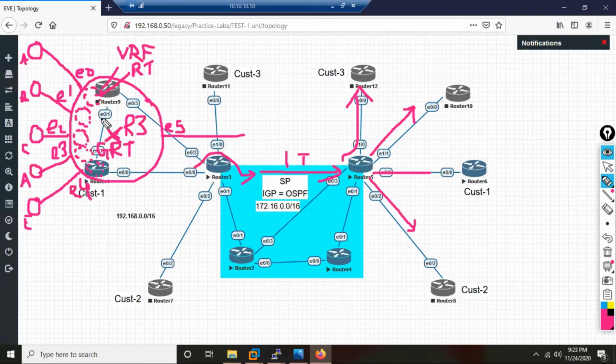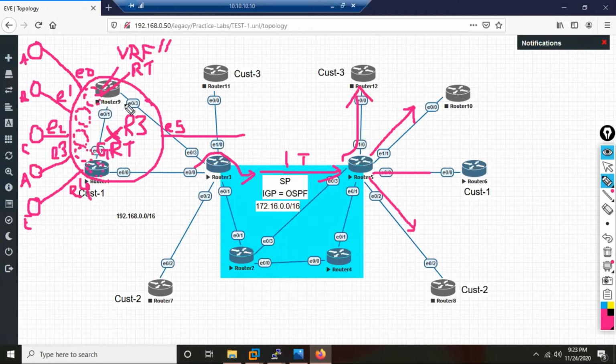So VRF now solves the problem. When you receive the routes, even if two customers have overlapping IP addresses, even if the two customers have overlapping routing protocols, still no two customer routes will get mixed up in VRF, because whatever routes my router receives in one VRF, it will never forward to another VRF. So on R3, with this VRF concept, this is very good. We have achieved our requirement.